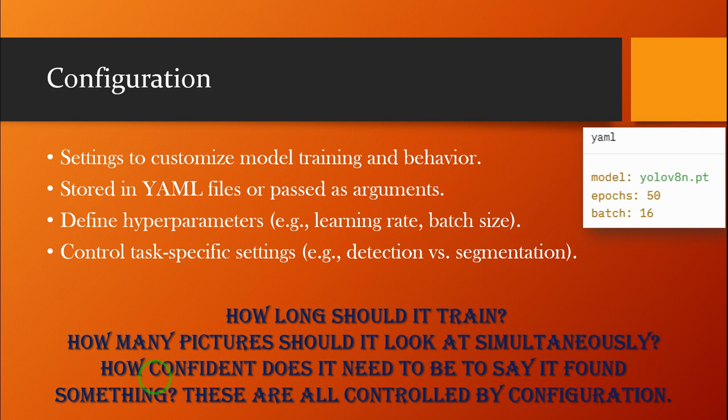These are also stored in YAML files, which we discussed in chapter 2. It helps to define hyperparameters, like the learning rate and batch size, which are very popular and very useful parameters when we run the models. It also helps to control task-specific settings, whether we are going to do detection, classification, or segmentation.